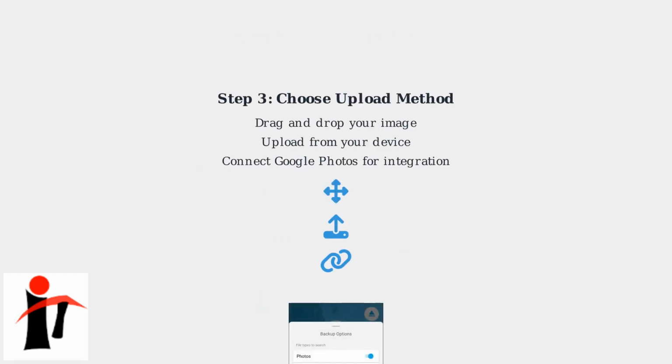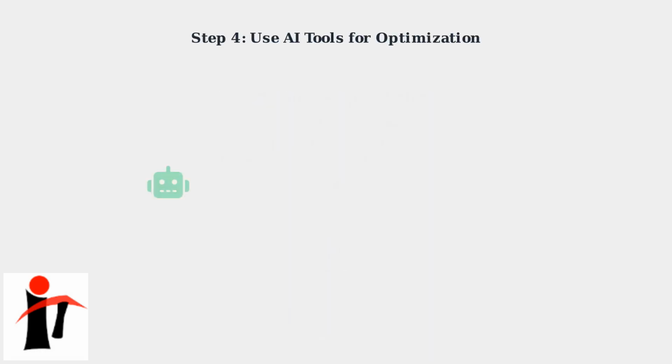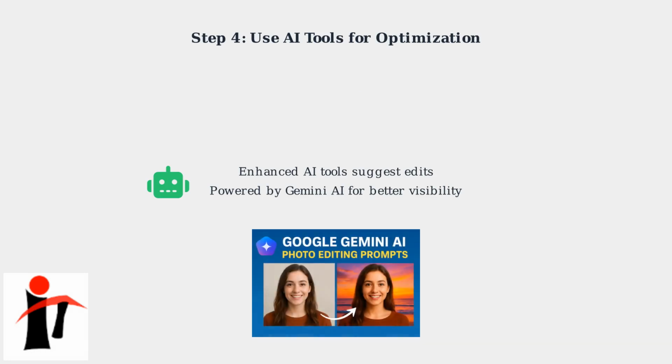Drag and drop your image directly onto the upload area, select from your device, or connect your Google Photos account for seamless integration. Finally, take advantage of Google's enhanced AI tools, powered by Gemini AI, which suggest edits to optimize your cover photo for better visibility across devices.